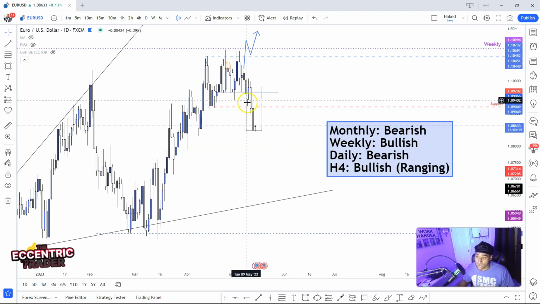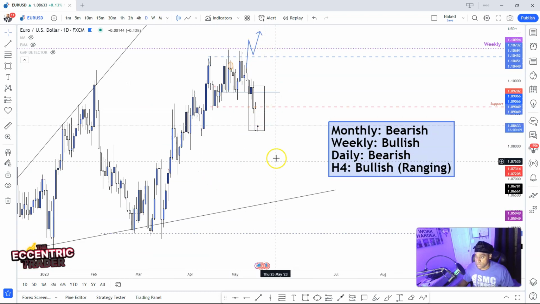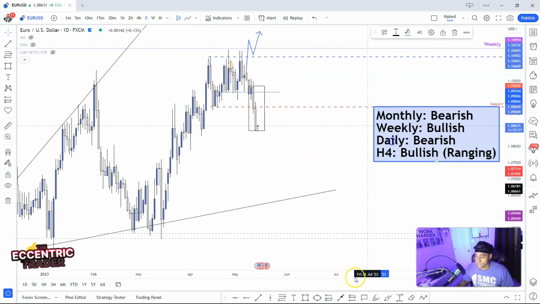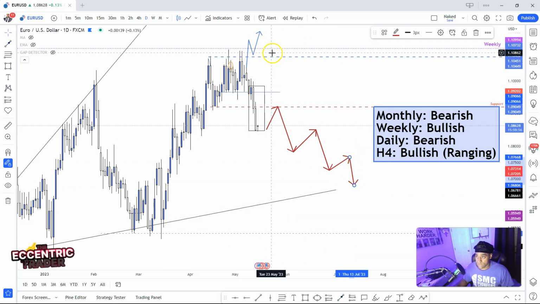What I would be looking for is some type of test of newfound resistance, and then for the market to come back down. I probably need to redraw this trend line. But it's probably gonna do something like this. This is what the market does, right? Until it tests this trend line again.